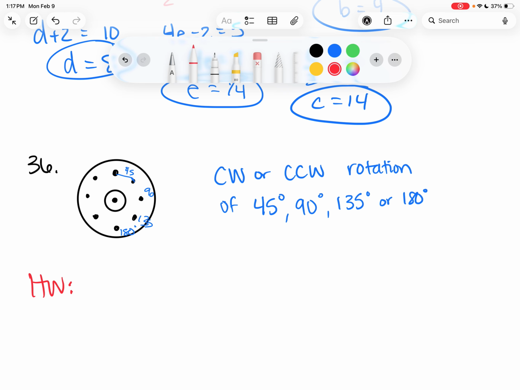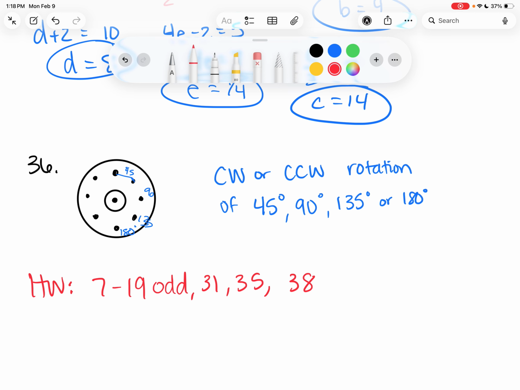All right, 7 through 19 odd, and then 31, 35, and 37. Actually, don't do 37, do 38 instead. 37's degrees are very odd because of the amount of holes in the wheel. So 38 will be much easier.